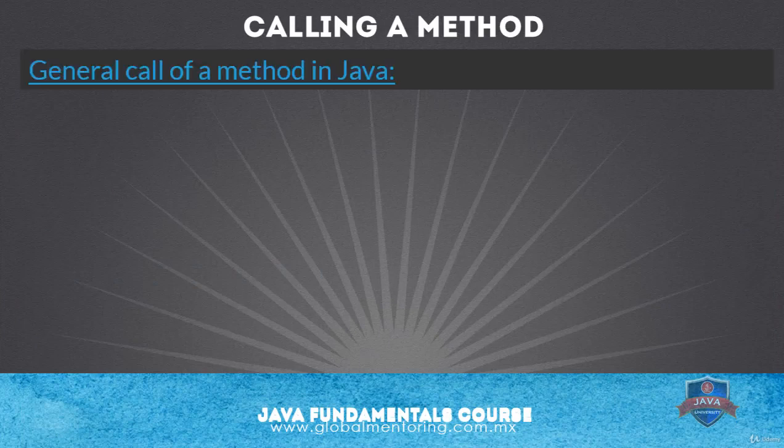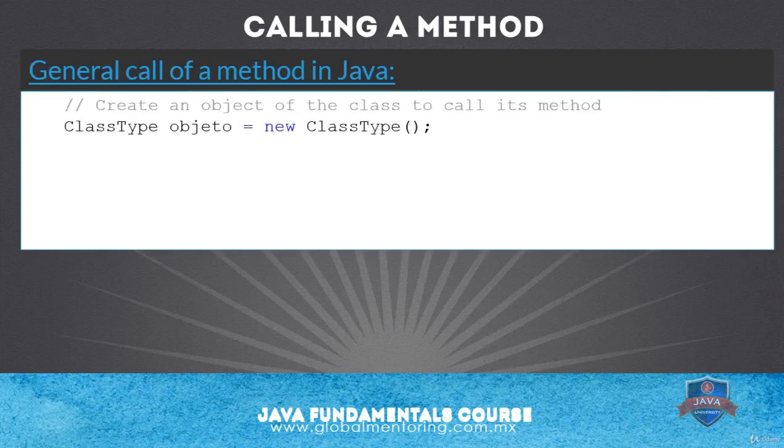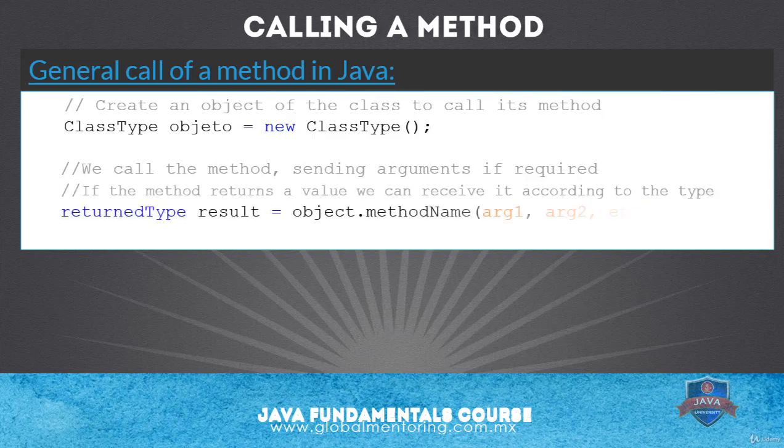Calling a method. General call of a method. Once we have added a method to a class, we can make use of it by doing the following. First, we must declare an object of the type of the class that has the method that we want to use. 2. By means of the declared object, we use the dot operator. And after this operator, we write the name of the method that we want to call. Recall that in Java the names are case sensitive, so we must make the call to the method as we have written, respecting the uppercase and lowercase letters that we have used to define the method.